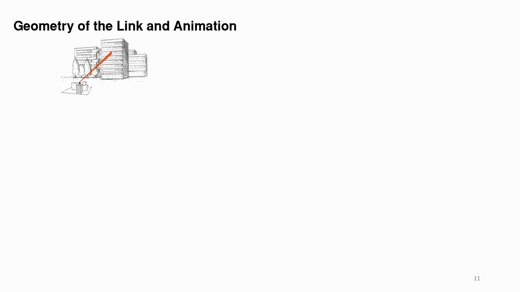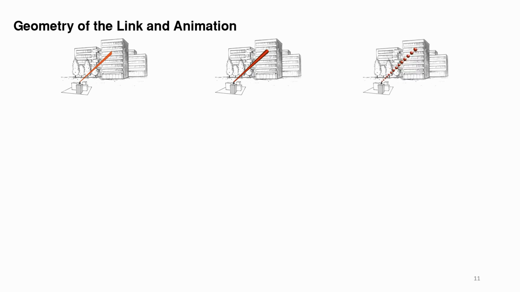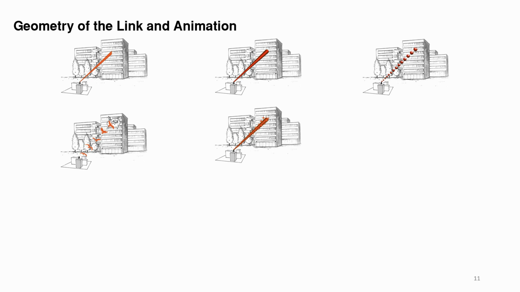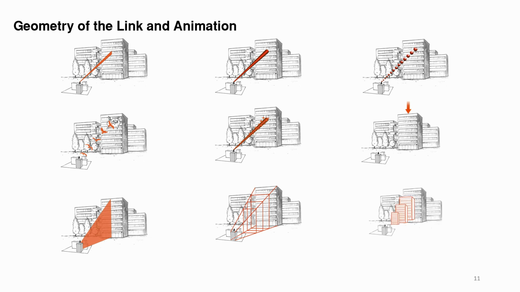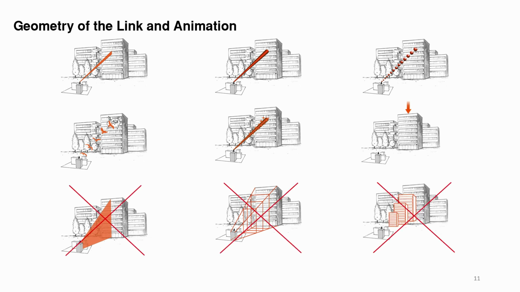We design different link geometries considering different levels of animation and simplicity, including 2D line, 3D tube, animated particles, animated 3D bird, combination of tube and particle, 3D moving arrow, 2D surface, 3D funnel, and 3D moving model. But we remove some of these geometries due to information occlusion.